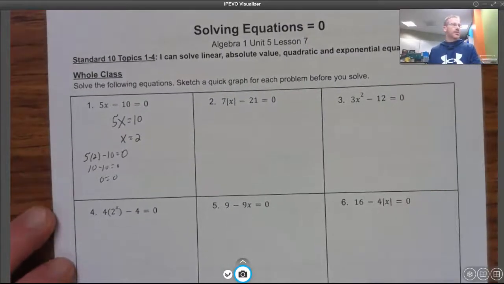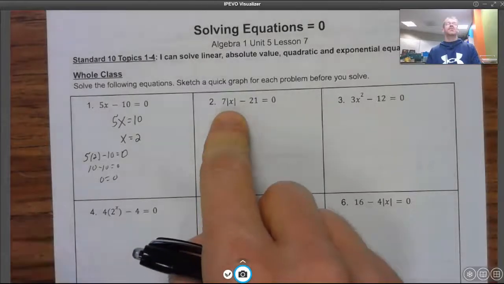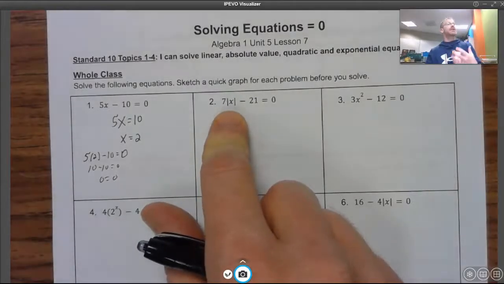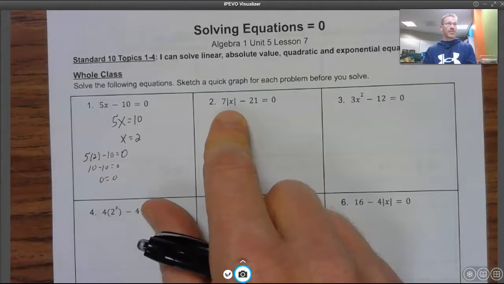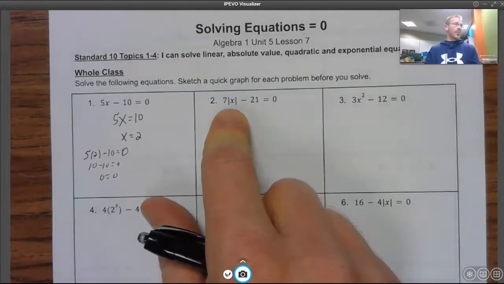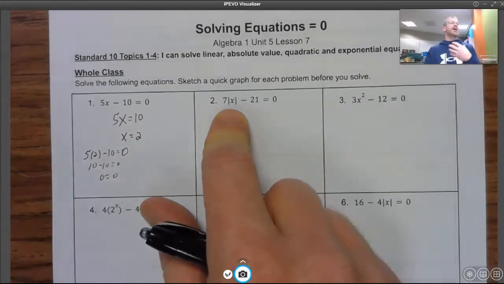Okay, now let's go to number 2. In number 2, I see the absolute value bars, so this is absolute value. So I'm expecting 2 solutions. It doesn't mean I'm going to get 2 solutions every time. We know sometimes I can get 1, sometimes it could be no solution, but I'm expecting 2.